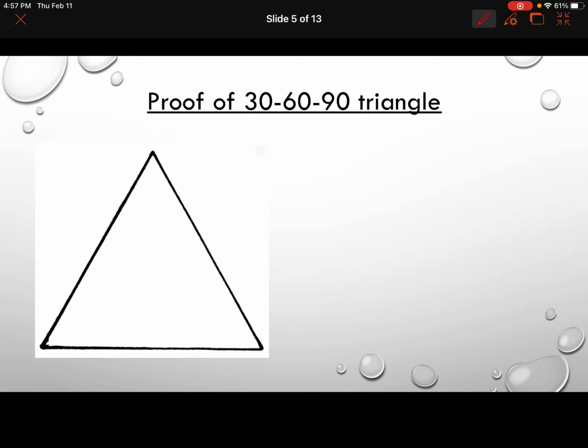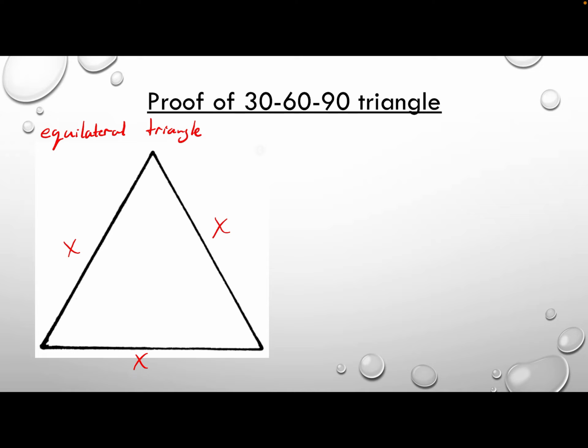This is, for those who remember in geometry, an equilateral triangle. It is called an equilateral triangle because all three sides are the same measure. So x, x, x. Now, for those that remember, since the angles of a triangle have to add up to 180, since the three sides have the same measure, the three angles will have the same measure.